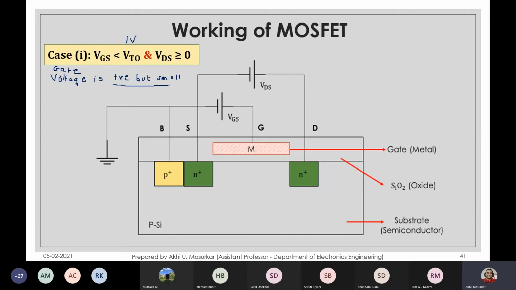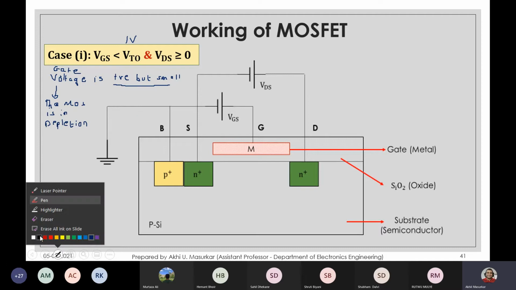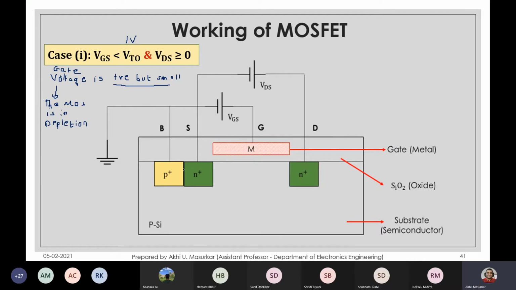So positive but small means the MOS is in the depletion region of operation. The MOS is in the depletion region of operation. Now, if it is in the depletion region of operation, then we get a depletion region in the channel region.